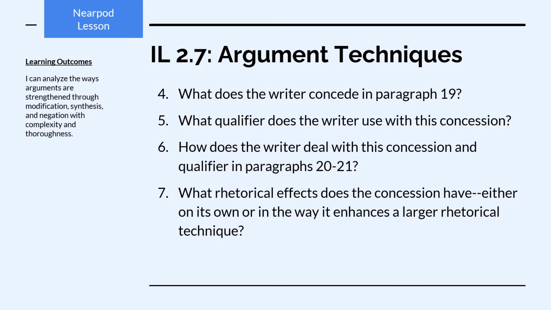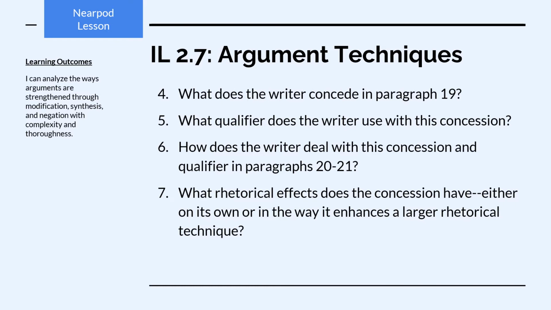Question number 5, what qualifier does the writer use with this concession? So not only does she make another concession in 19, but she actually qualifies it. And that's where she has that but statement there. It's true that amassing signatures does not necessarily result in real change, but it may depend on the cause. So she's qualifying her concession here to help her ultimately get to the point she makes in paragraph 20 when she addresses that concession.